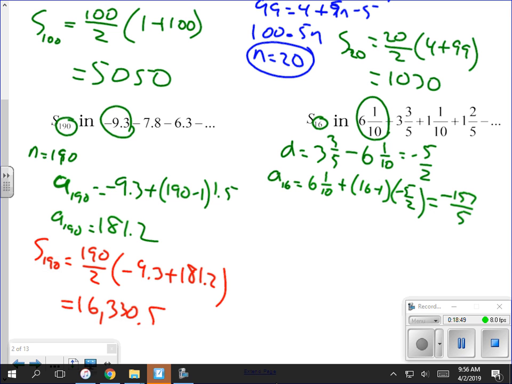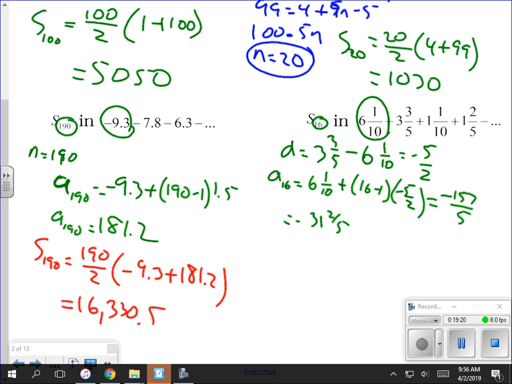Wait, can we get 31 and 2/5? Yeah, 31 and 2/5 is what it would be, which would be the equivalent of -31 and 2/5. Either one will work for what we're doing here. Either way would be fine. I'm not going to give you numbers quite that complicated on the test, but the process is still the same.